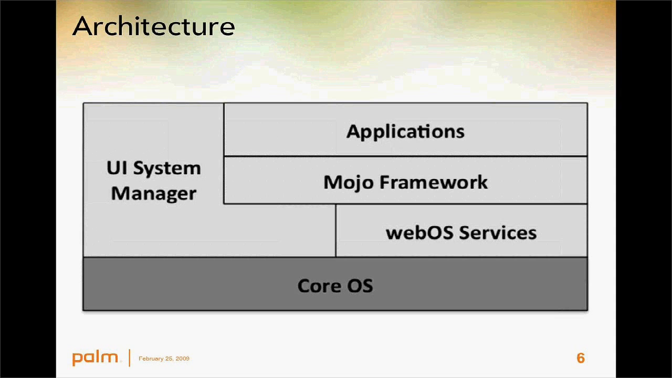In the application environment, you're going to interface primarily with two components. The UI System Manager really handles all the user experience that you've seen. If you've seen any of our demos, it's all handled by this component in conjunction with the Mojo framework, which provides access to the system for the applications on it, including our applications. The Mojo framework includes UI APIs, widgets, and access to webOS services.